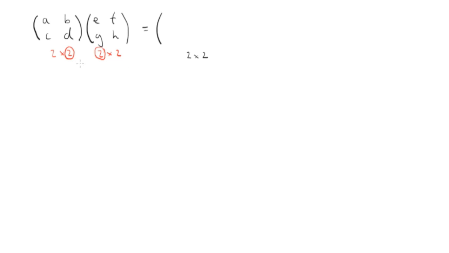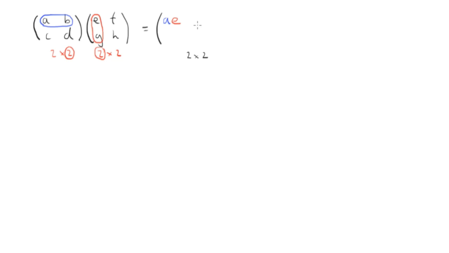Right, so in order to multiply these two matrices together, we go across the rows on the left matrix and down the columns on the right matrix. First row is A and B on the left matrix, and first column is E and G on the right matrix. And we multiply the corresponding elements along the rows and columns. So I've got A, which is the first element of the first row on the left matrix, multiplied by E, which is the first element of the first column of the right matrix.